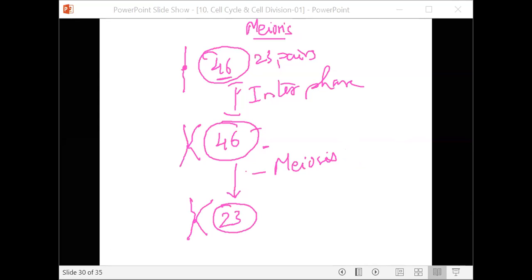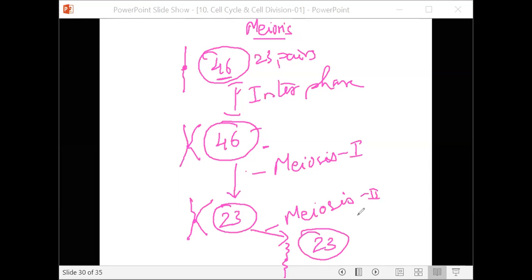This is meiosis 1. Seeing the difference, what is happening? Or do you want me to redraw, re-explain this? Understood, thank you, Niranjan. See, this is a single chromosome. This is a chromosome again, but with chromatids in this part. This is again with chromatids being separated. So 46 became 23. It became 23 because half have gone.